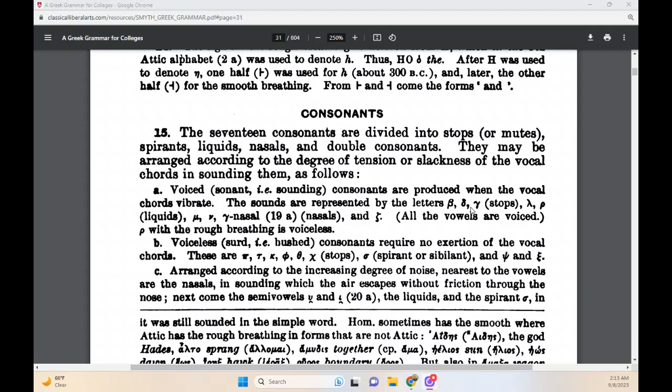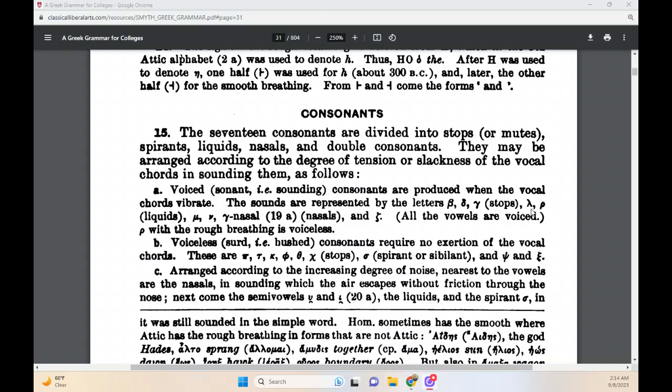These are voiced consonants, and you also see in parentheses that these are stops or mutes. So these are voiced mutes. We then see the Greek letter lambda, and if you make the sound of the lambda, you'll feel your vocal cords vibrating. La, la, la. The same is true of the consonant rho, rho, rho.